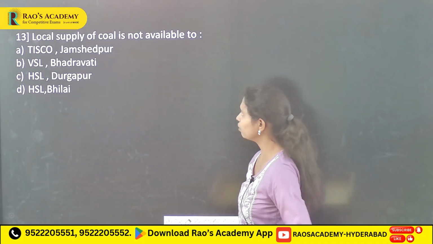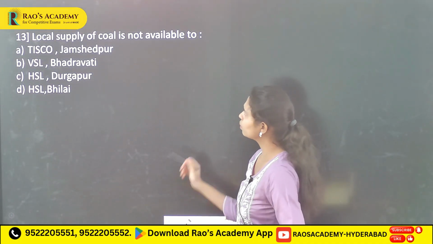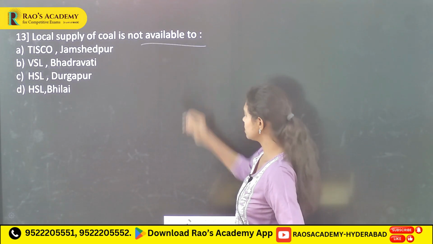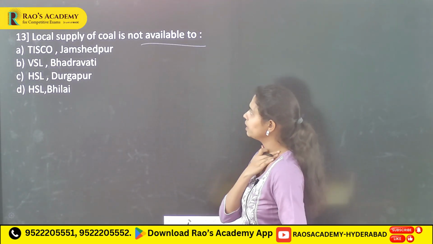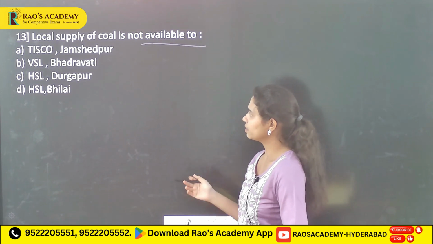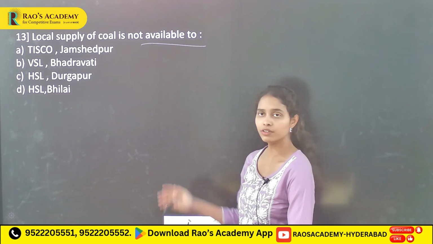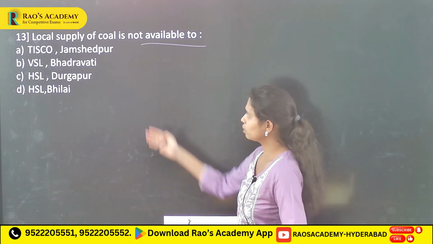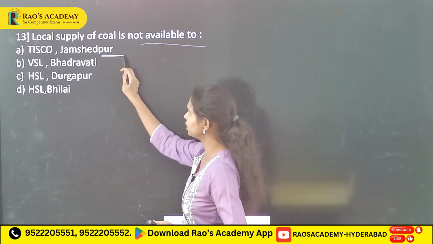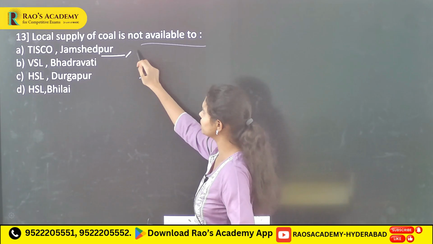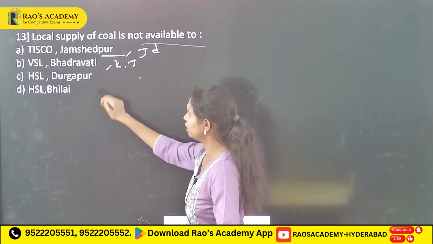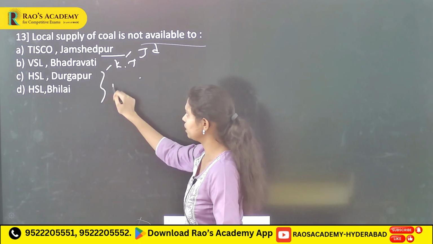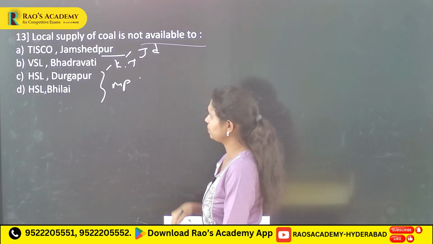Then followed by, here it has given that the local supply of coal is not available to which of the following. So if you closely observe, it has given the iron ore as well as the steel industries. But if you closely observe, here Jamshedpur is located in Jharkhand, Bhadravati is located in Karnataka, Durgapur, and Bhilai is located in Madhya Pradesh.